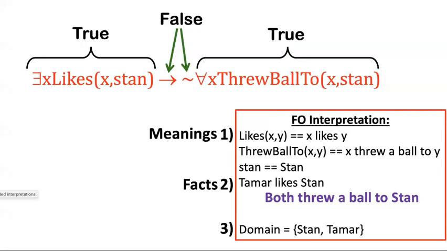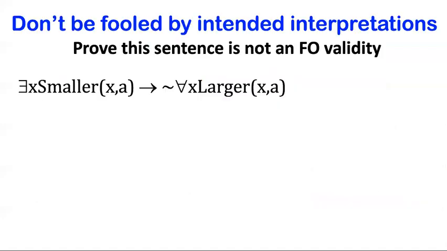Okay, that might have been sort of a tricky example. So let me give you one more to practice on if you didn't get it. Here's a new sentence. Something is smaller than A, therefore it's not true that everything is larger than A. Pause your videos and give me an interpretation on which this thing is possibly false. Okay, that was your chance to pause your videos.